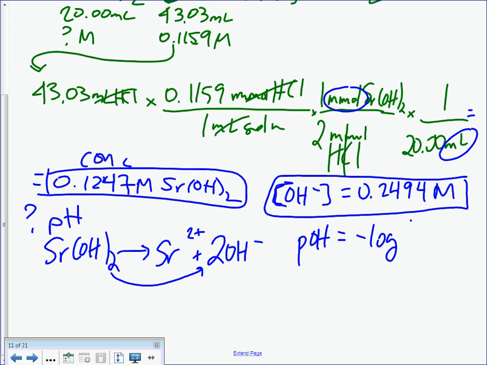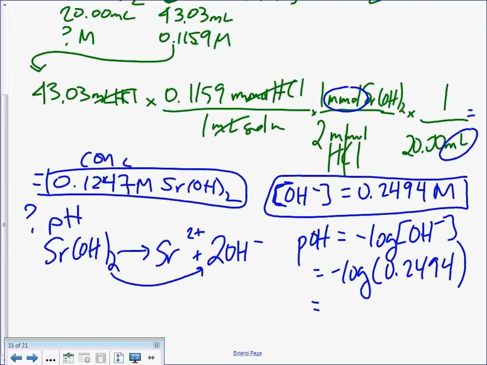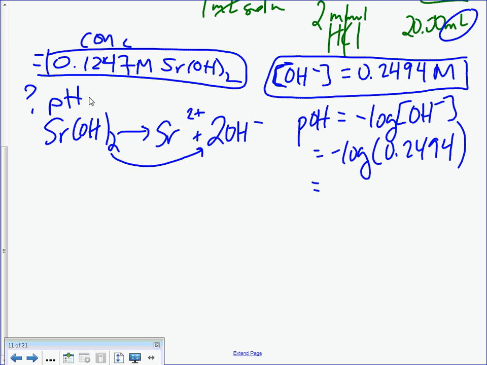Negative log of OH. Good. So when you plug that in, negative log of 0.2494, what do you get as your pOH? Calculator. 0.6031. Say again? 0.6031. Okay, so that's pOH.